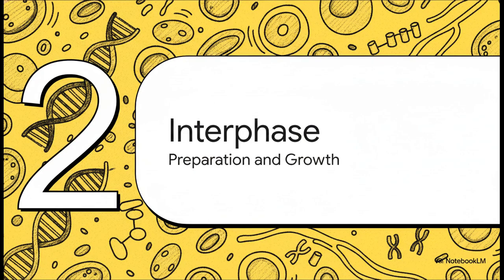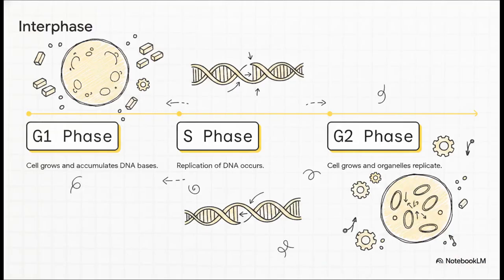Moving on to Section 2, interphase, which is all about preparation and growth. With our DNA neatly packaged up, our protagonist cell enters the first major phase of its life cycle. Now, historically, people thought of interphase as a resting phase, but it's actually an incredibly active factory assembly line. It's broken down into 3 distinct subphases. First up is the G1, or gap 1 phase. This is a period of massive metabolic activity.